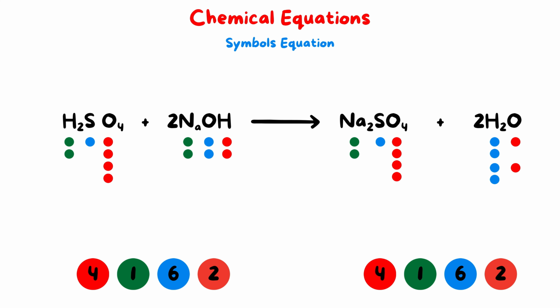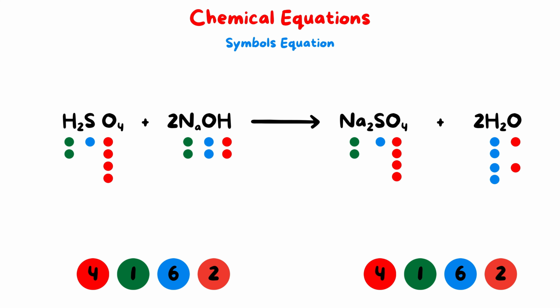Let us now try another example involving sulfuric acid and sodium hydroxide. In this reaction, sulfuric acid reacts with sodium hydroxide to produce sodium sulfate and water. First, we write the unbalanced equation. On the left, we have sulfuric acid and sodium hydroxide. On the right, we have sodium sulfate and water.